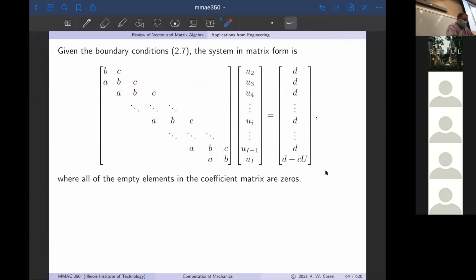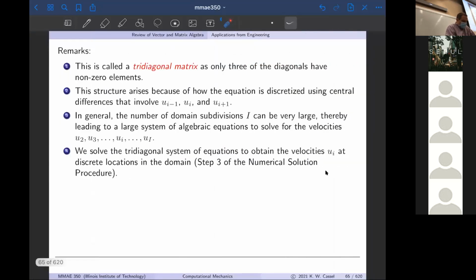Not only is it sparse, but it's structured. It has a very specific and very particular structure. So when we develop methods for solving these systems of equations, we can take advantage of the sparseness and the structured nature of the A matrix. So we would solve this tridiagonal system, and we would get the solution. So it'll look like this, and then we'll be done.